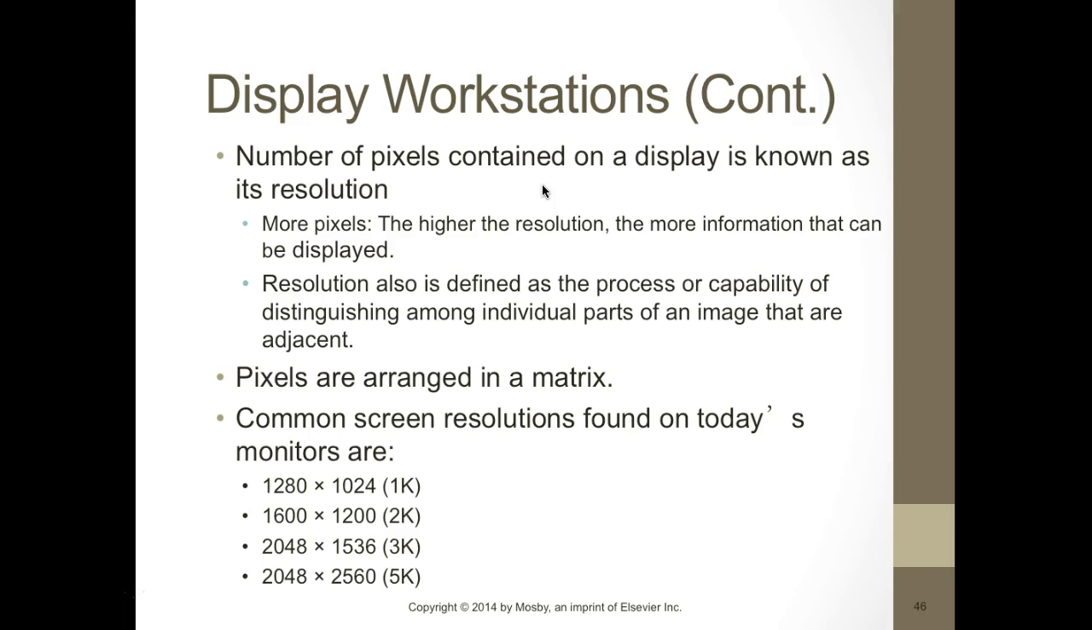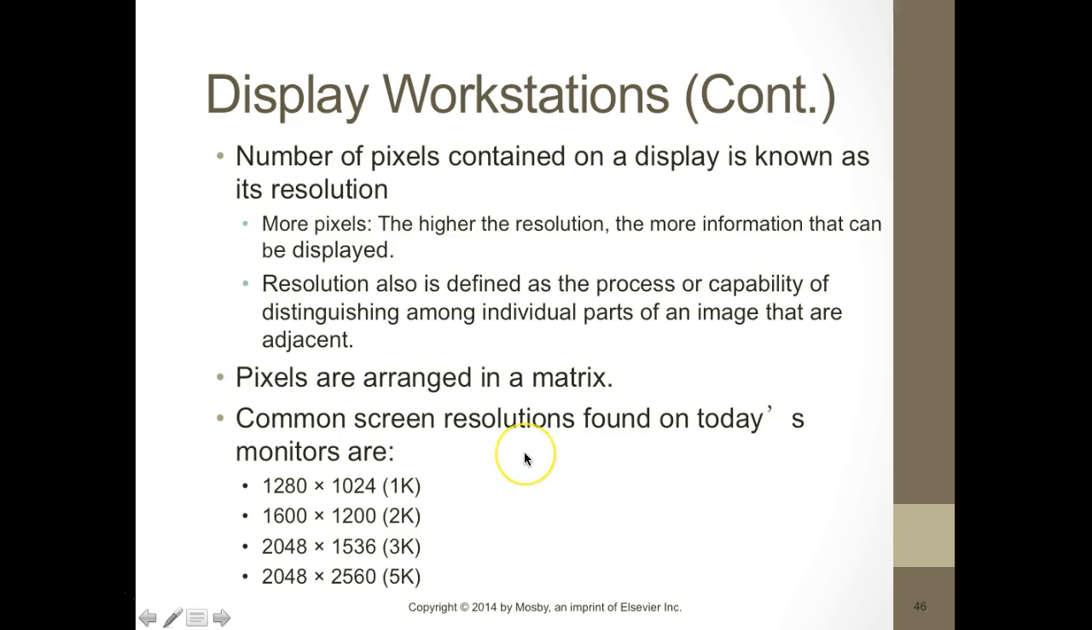So the number of pixels contained on a display is known as its resolution. So more pixels, the higher resolution, the more information that can be displayed. So resolution is also defined as the process or capability of distinguishing among individual parts of an image that are adjacent. So pixels are arranged in a matrix, which we've covered.